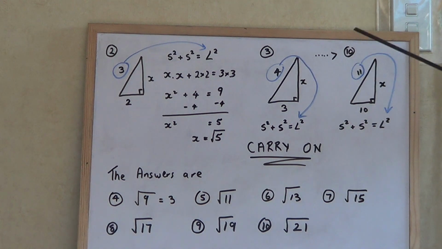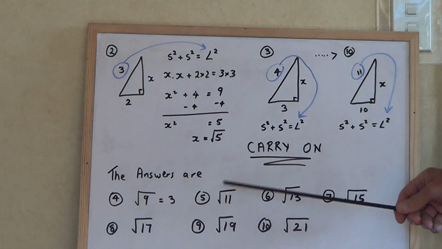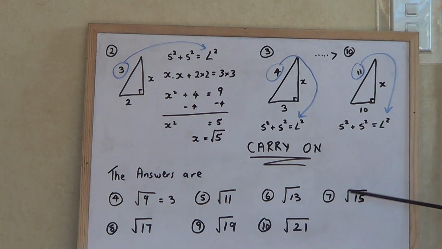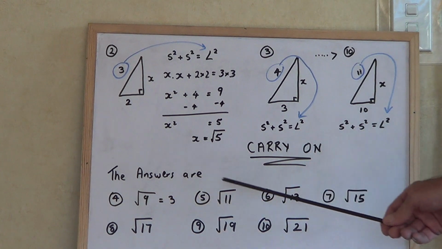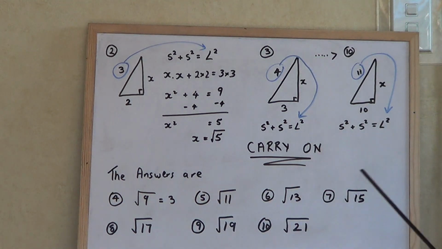There's the 10 there, there's the 11. And the 11 goes in there, that's 11 times 11, and that'll be x times x, and that'll be 10 times 10. Now, the answers for 4 are square root of 9, which is 3, square root of 11, square root of 13, 15, 17, 19 and 21, and notice the pattern, all the odd numbers, aren't they? Starting at 9.